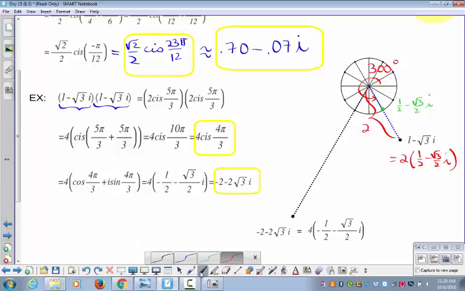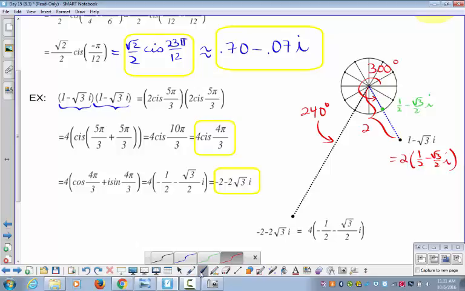You agree? And if you take 300 degrees and you double it, you get 600 degrees. And if you subtract off 360 degrees from 600 degrees, you get 240 degrees, which is this angle right here. So that's 240 degrees to there. All right. So we add the angles when we're multiplying, subtract them when we're dividing.